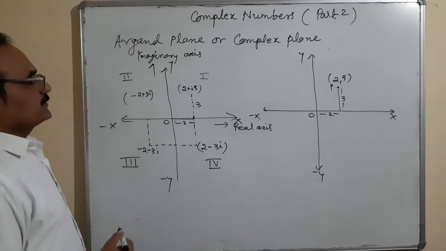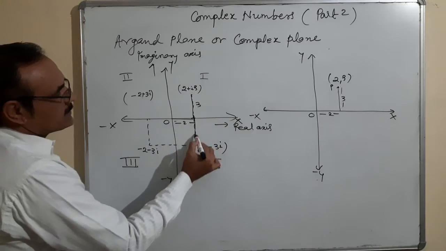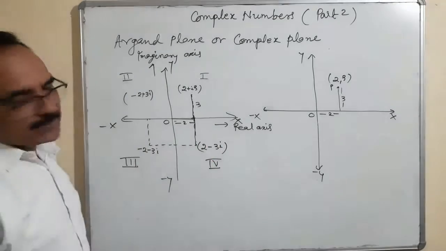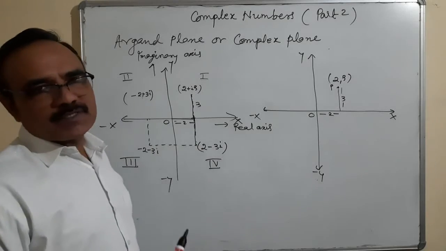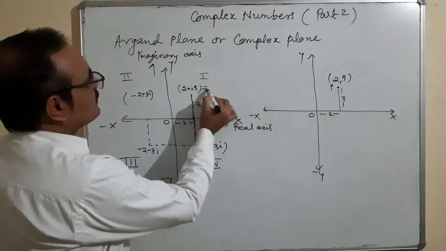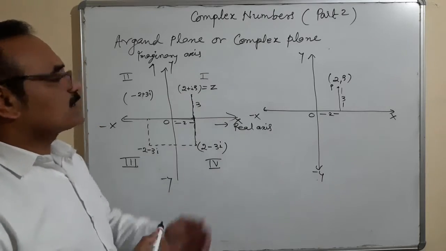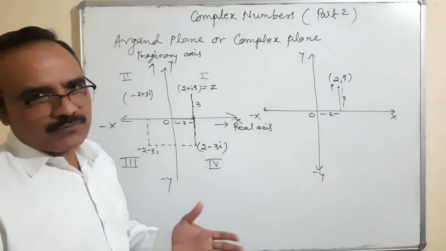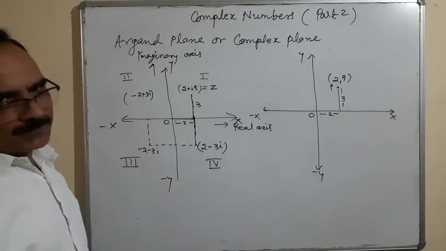Let us see 2 plus 3i and 2 minus 3i and see the difference. They are at the same distance from the real axis. Because we represent 2 plus 3i as a complex number, suppose this is the representation of z. So z is equal to 2 plus i3, or a plus ib, whatever you want to take.